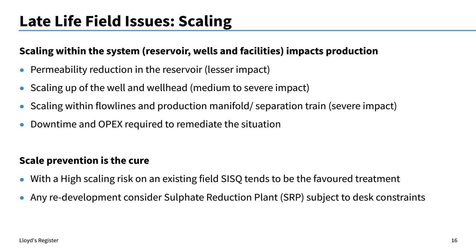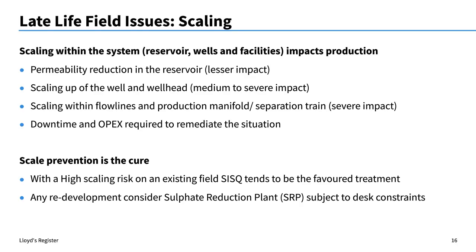Now, scaling within the system, as I mentioned, occurs in three different places, but it's important to remember the reason we're talking about scale is we're talking about mature fields. Scale within the reservoir can reduce the permeability, but the exact degree to which it reduces it is very much subjective and will depend upon the reservoir layering system within and also the initial permeability. We mentioned scale within flow lines and production manifolds can also occur.